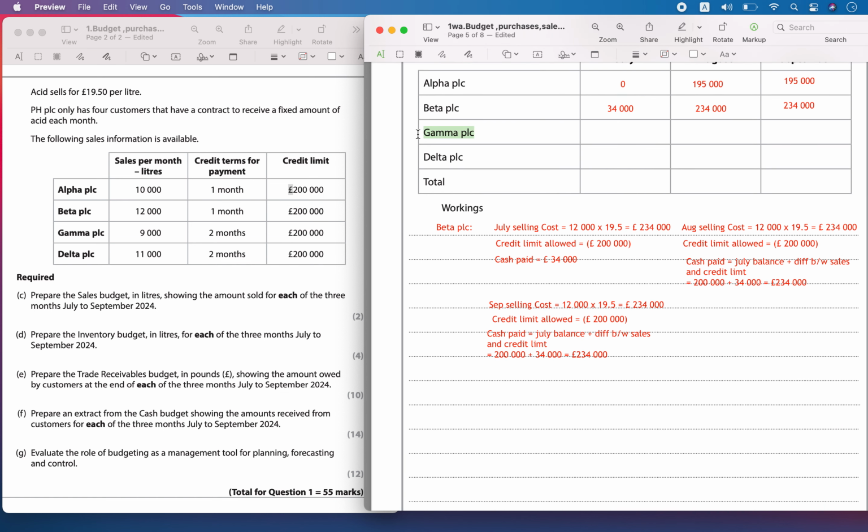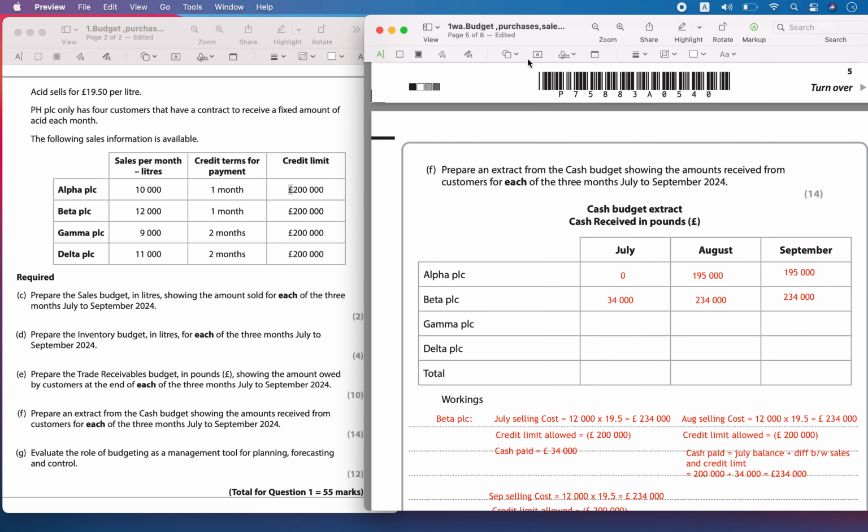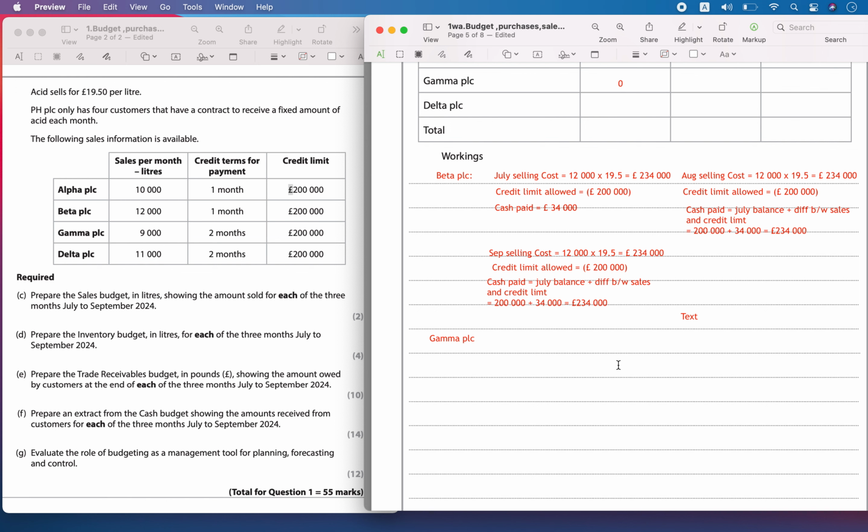Then let's calculate for Gamma PLC what happens with the 2 months credit limit, how does it change. For Gamma also, it's 2 months. So for Gamma, for the first month it is 175,500, so they would not have paid any cash, it is within the limit of 200. So they would have ended up not paying any cash. For the month of August, let's calculate.